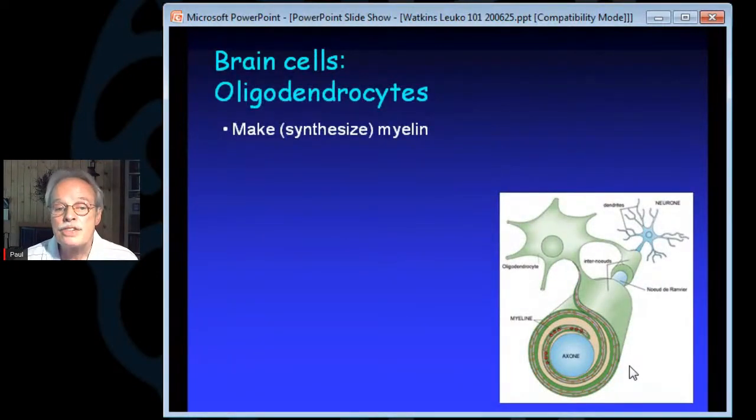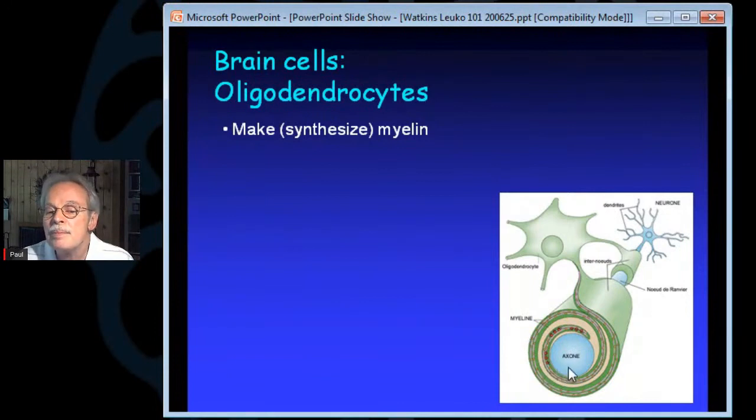How about oligodendrocytes? These are the ones that make or synthesize myelin. And so you can see the cell body of the oligodendrocyte is here, but you see the membrane of the oligodendrocyte makes these big sheets that wrap around the axon of the nerve. This comes from a French cartoon, so we have axon and myelin here.